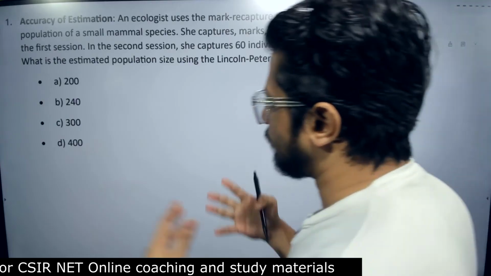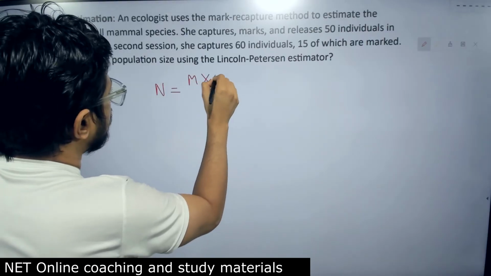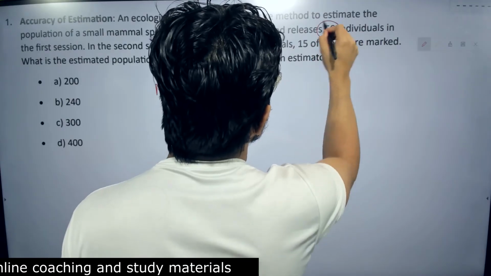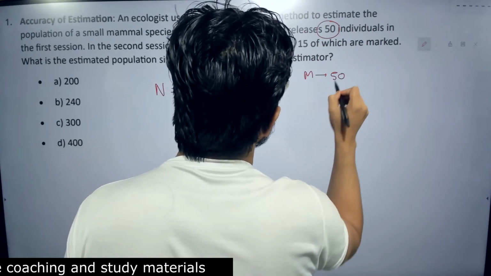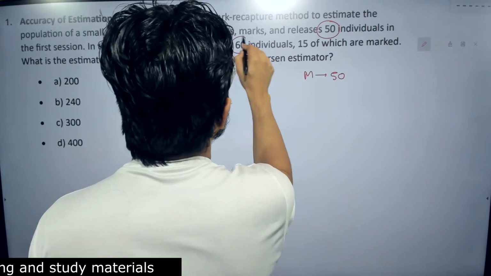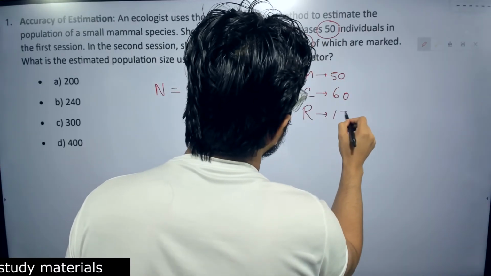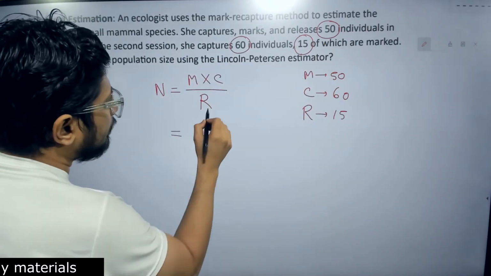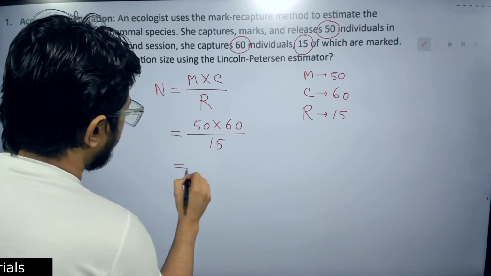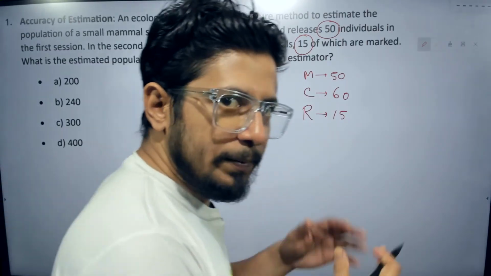तो मार्क रिकैप्चर मेथड में वही चीज है, पॉपुलेशन साइज के एस्टिमेट जो कि N होता है और फॉर्मूला है M इंटू C डिवाइडेड बाई R. ठीक है. She marks and releases 50, so mark is 50, marking is done for 50 individuals, right. And in the second session she captures 60, so C is 60, and among them 15 were found to be marked. So we'll put the values here: M that is 50, C that is 60, divided by R that is 15. Okay, so that will be 200. So the population size will be 200.